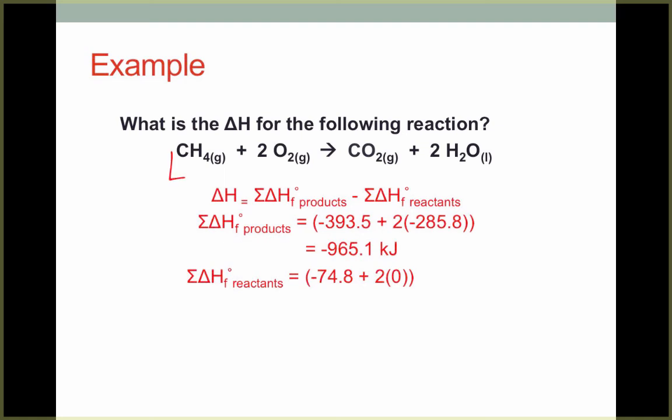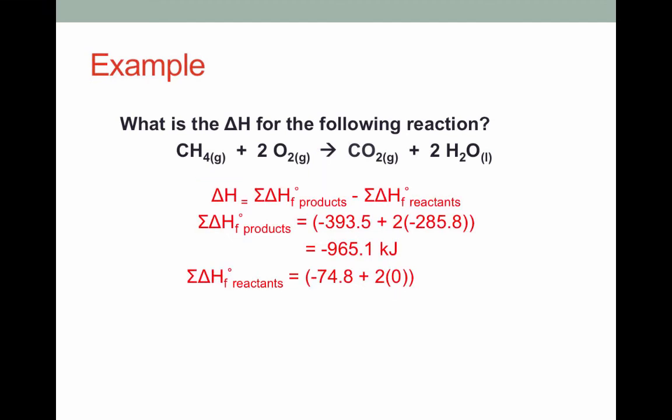Turning now to our reactants, CH4 and O2, we see from our table that the delta H of formation of CH4 is negative 74.8, and recall O2, since it's a pure element, will have a delta H of formation of 0. In total, then, these reactant bonds will require 74.8 kilojoules to be broken.